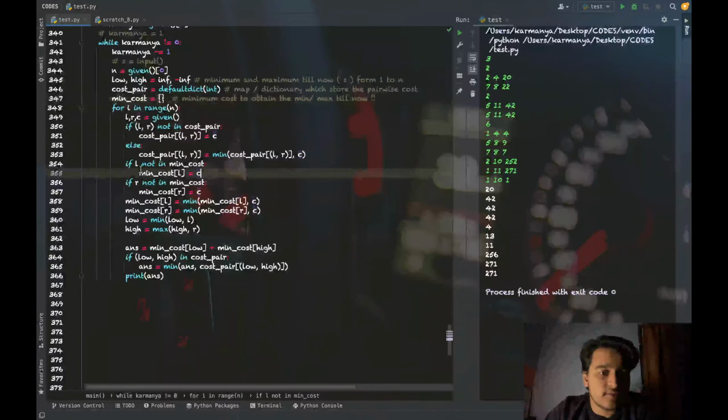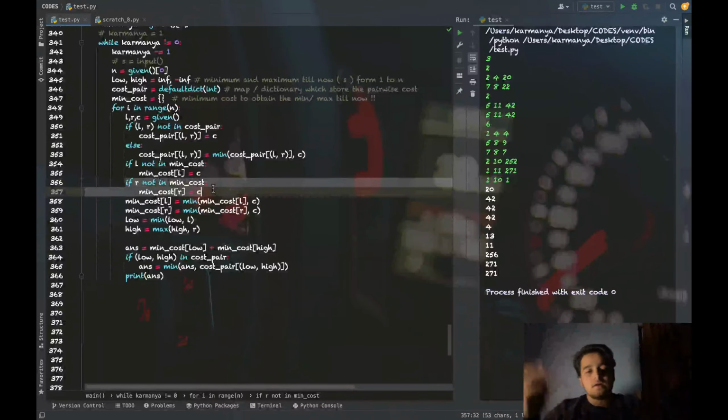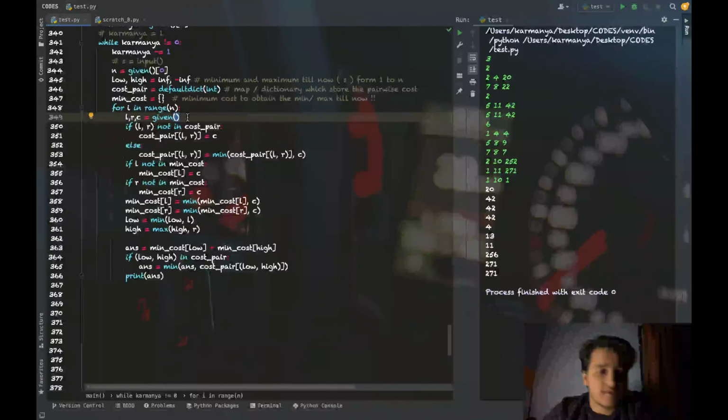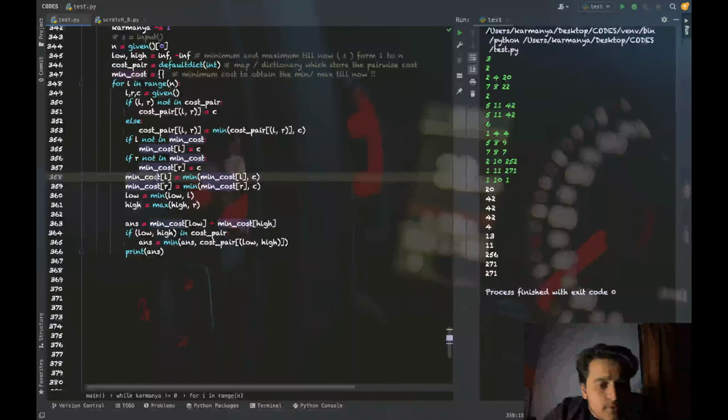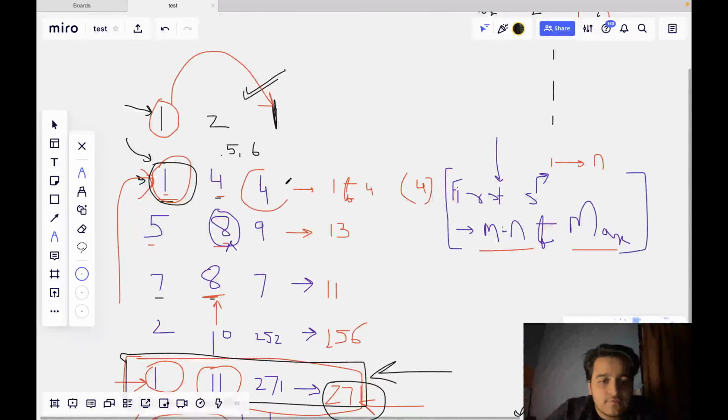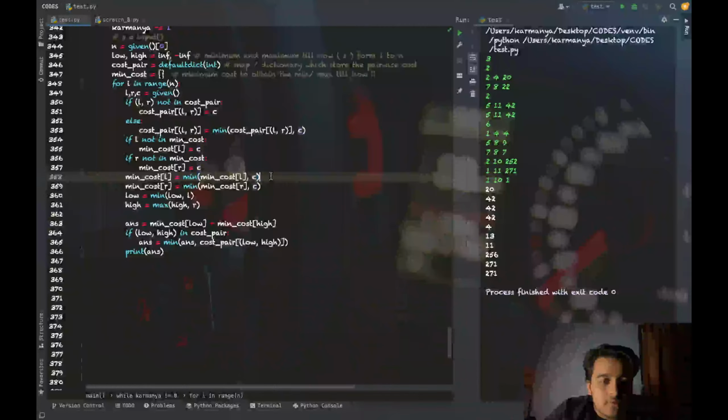Okay, so this is basically storing the minimum cost for the lowest, and this is storing the minimum cost for the upper limit R, and R is given for each test case. So the minimum cost of L is the minimum of this cost and C. So if one has a cost 4 and another segment has a cost 1, I will definitely prefer this. So I have taken the minimum out of the two.